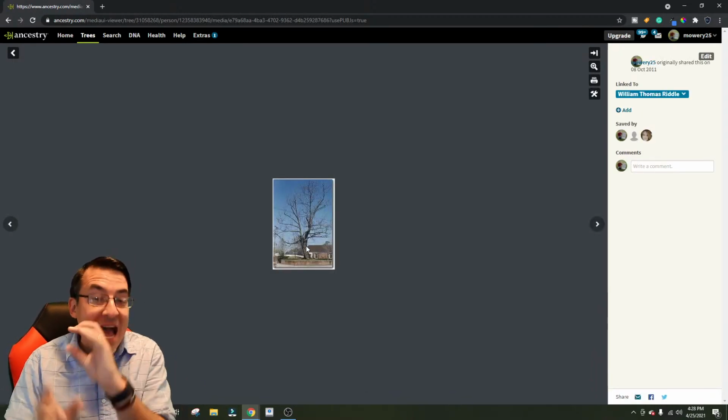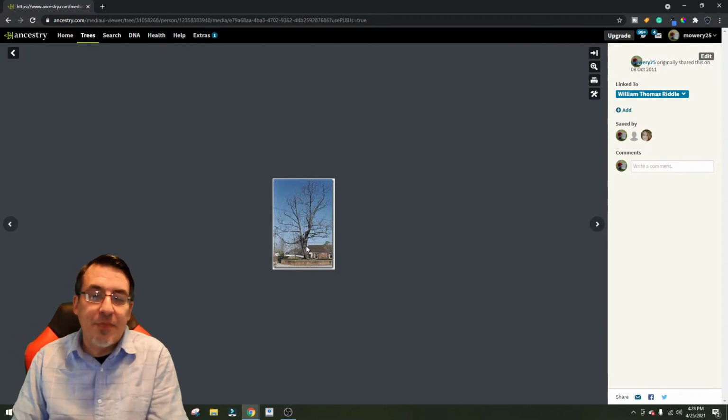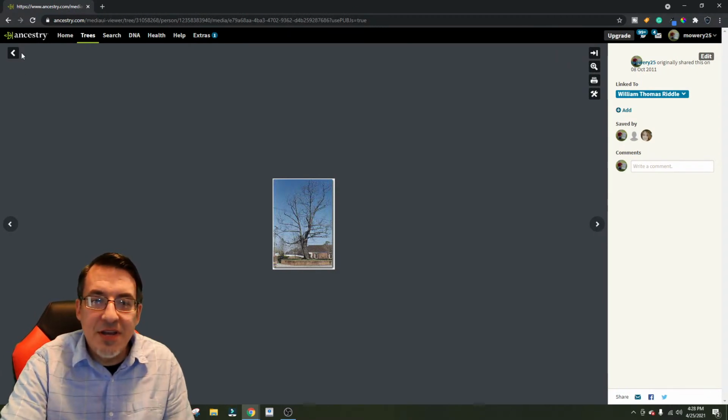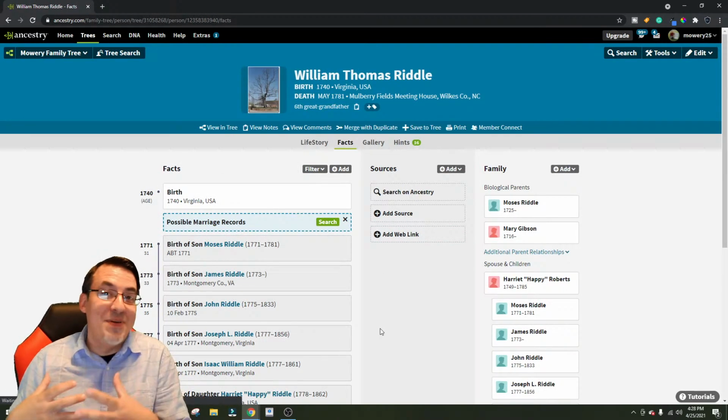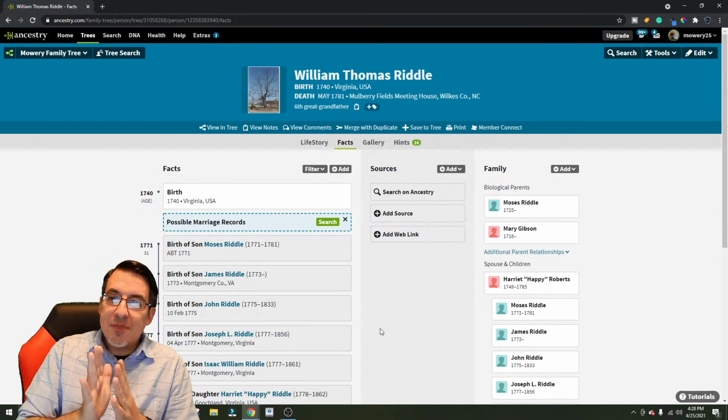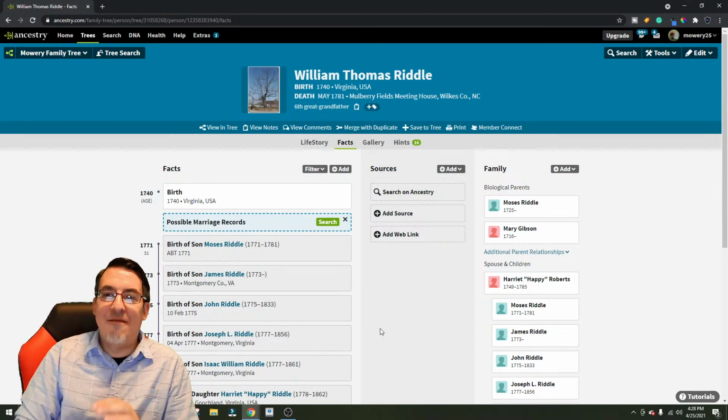I've actually been there. I have a piece of the tree. The tree was blown down in a storm a number of years ago. They've cut it up and they sell it for souvenirs. And so I bought a piece of the tree. This is my mother's fifth great-grandfather.